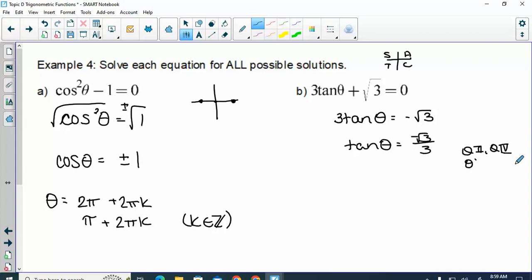Reference angle. I'm asking myself, when is tangent radical 3 over 3? So if I think about my hand trick, tangent is square root of the top over square root of the bottom. It's like tangent of 0 would be radical 0 over radical 4. Tangent of 30, radical 1 over radical 3, which would turn into radical 3 over 3. So 30 degrees is the same as pi over 6.